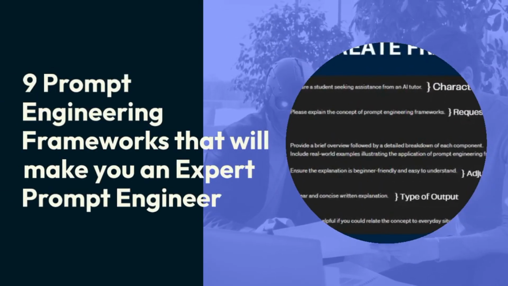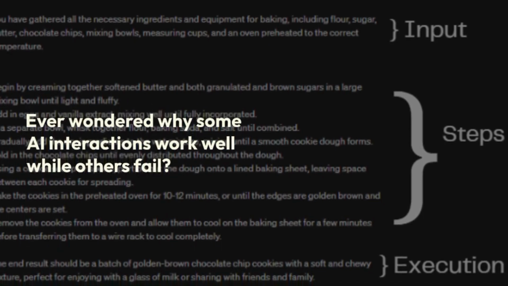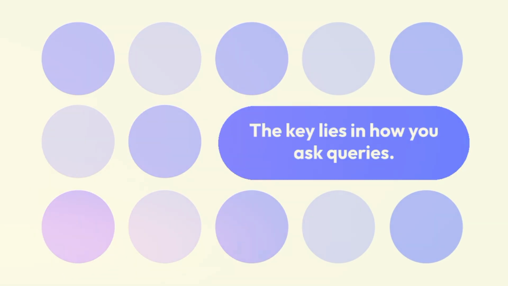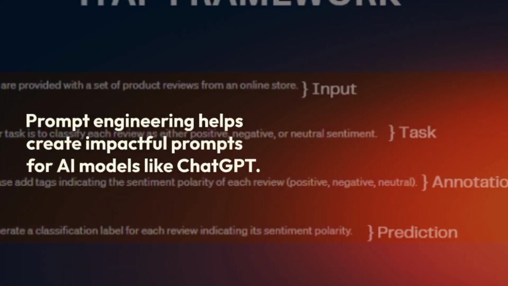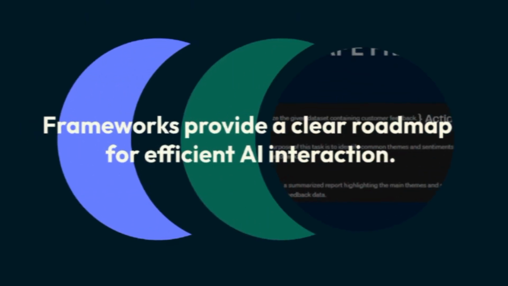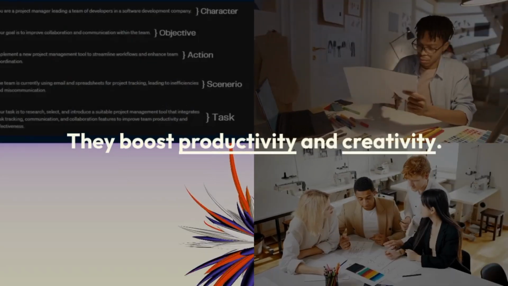Exploring prompt engineering frameworks that will make you an expert prompt engineer. Ever wondered why some AI interactions work well while others fail? The key lies in how you ask queries. Prompt engineering helps create impactful prompts for AI models like ChatGPT. Frameworks provide a clear roadmap for efficient AI interaction. They boost productivity and creativity.